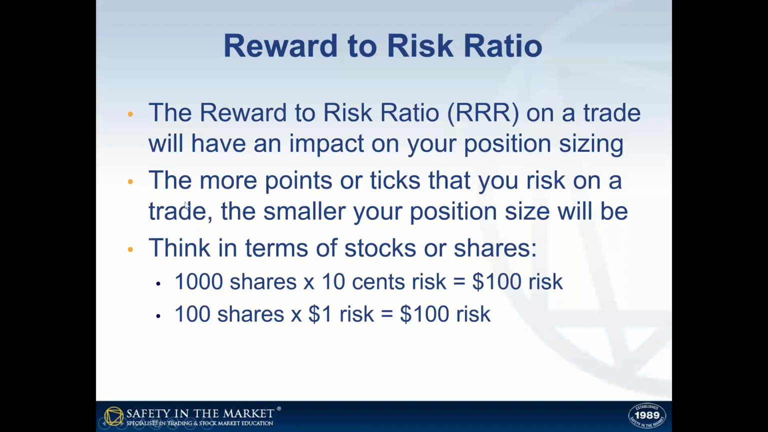Look at point number 2 here. The more points or ticks that you risk on a trade, the smaller your position size will be. And I probably should have said there, the smaller your position size will be for the same dollar risk. So here's the same dollar risk, $100, $100. At $1 risk per share, you can take 100 shares. If you go smaller, all the way down to 10 cents risk, you can take 1,000 shares. Same risk, if you're wrong, you lose $100. But if the stock goes up by $1, on this one, you make $1 times 100 shares. On this one, you make $1 times 1,000 shares.